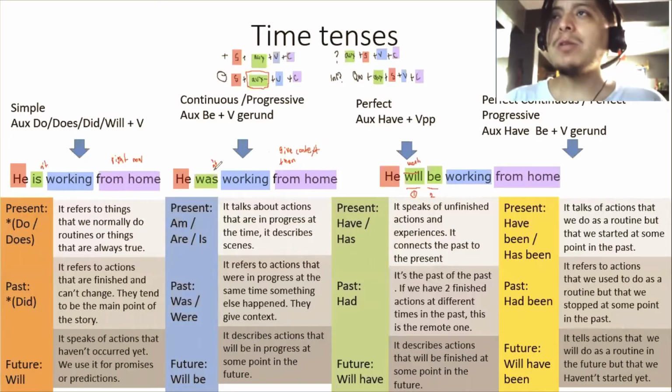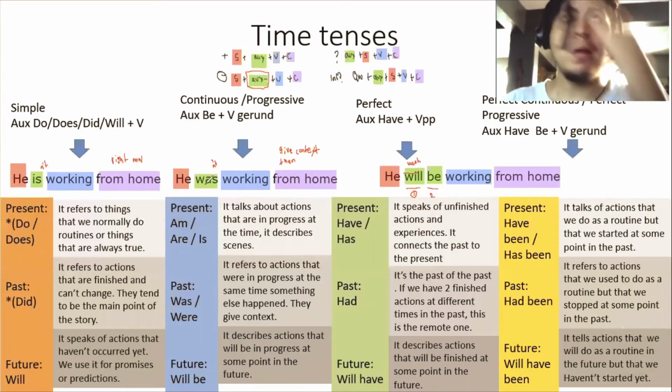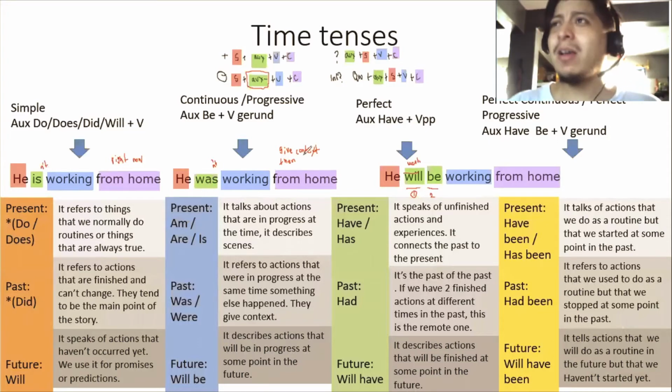So I was working from home and I was doing this and I was doing that and I found 500 pesos, okay? When I say I was working from home, that is not the central part of the story. That is just the context, okay? So you're using the past continuous to speak about the context. The future continuous, sorry, what does it mean? He will be working from home.